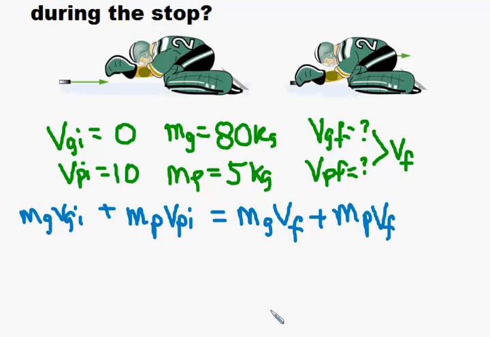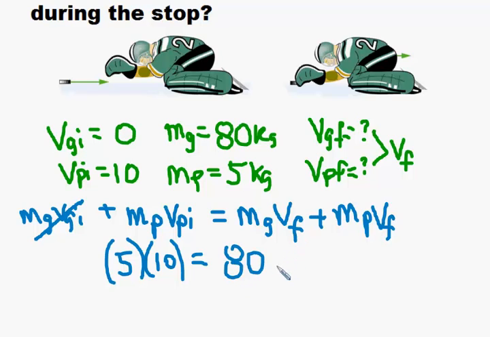All right, and now we're going to plug in our numbers. On this side, velocity of goalie initial is 0, so that goes away. Mass of the puck is 5. Velocity of puck initial is 10. Equals mass of the goalie is 80 times velocity final plus mass of the puck is 5 times velocity final.